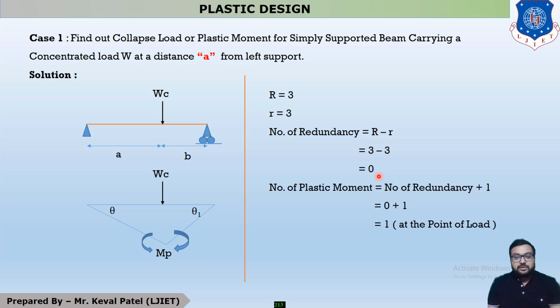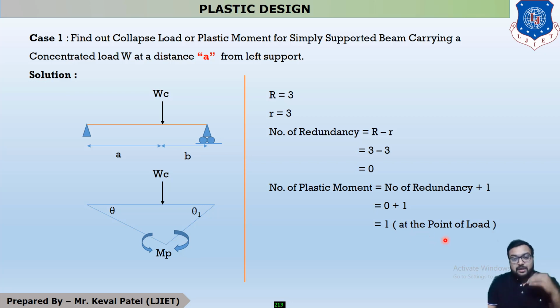Now we are moving further to the second step, which is the number of plastic moments. The equation for the number of plastic moments is equal to the number of redundancy plus 1. It is already studied in step number 1 that the number of redundancy for a simply supported beam is equal to 0. So 0 plus 1 is equal to 1. It means in this system there is only one point at which you have to distribute a moment, and this point is at the point of load.